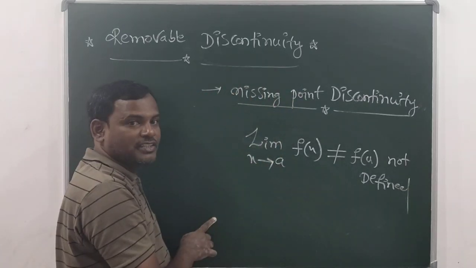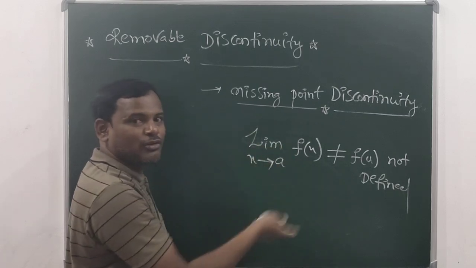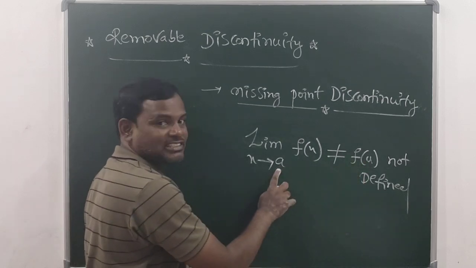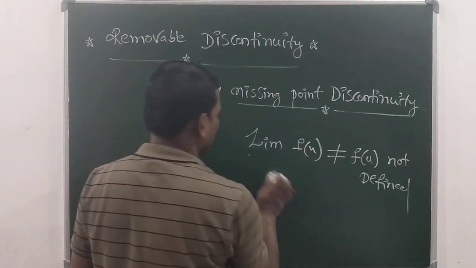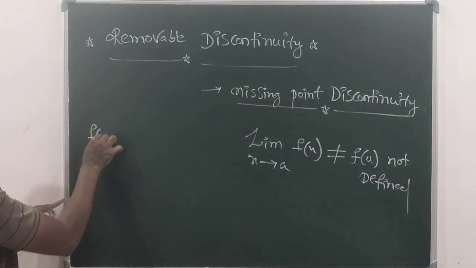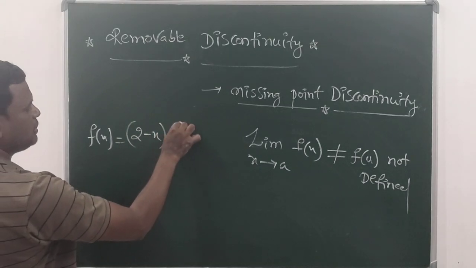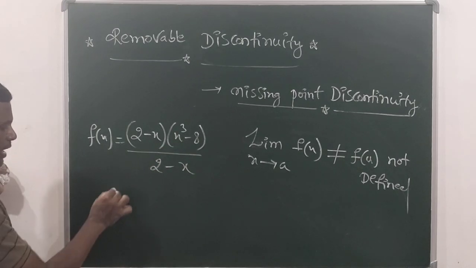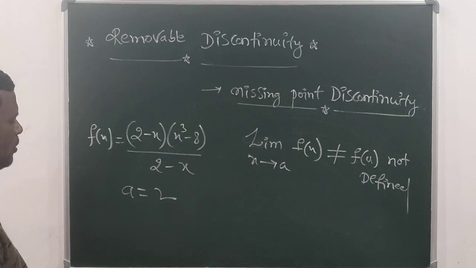In this missing point discontinuity, at x equal to a, the limit of the function is evaluated. It will be given a real number. But whereas at x equal to a, f of a is not defined. For example, take a function f of x equal to (2 minus x) into (x cube minus 8) by (2 minus x). Now I am giving you a is equal to 2.